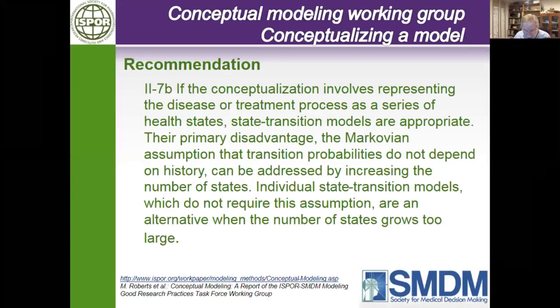So what the conceptual modeling working group decided was that if you can divide the problem you're trying to answer into a series of health states where different people are in different states of health, then state transition or Markovian models are appropriate. The primary disadvantage is that transition probabilities do not depend on history. You can handle that by increasing the number of states, but it can get really large, really fast. As Uwe will show later on, a solution to that is what are called microsimulation or individual state transition.